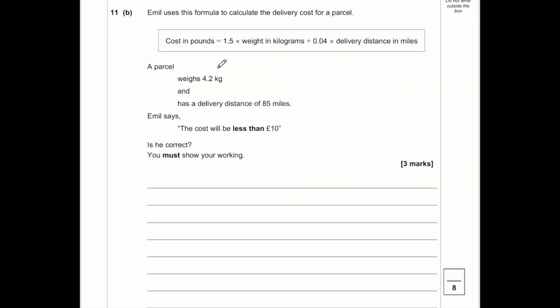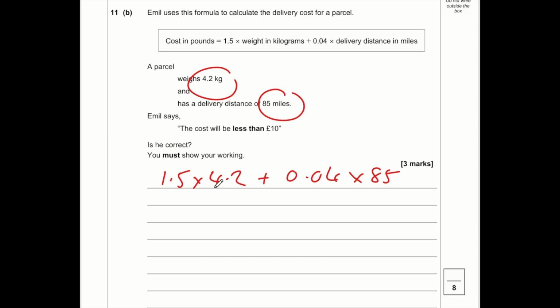So this is nice and easy. We've got a formula. So it's 1.5 multiplied by the weight in kilograms, which is 4.2, plus 0.04 times the delivery distance in miles, which is 85. Now 1.5 multiplied by 4.2 is 6.3. 0.04 times by 85 is 3.4. 6.3 plus 3.4 comes to 9.7, so in other words £9.70.